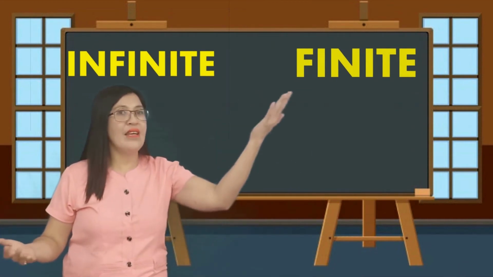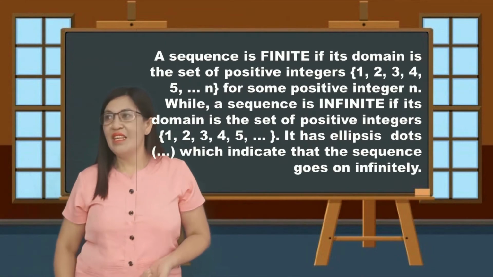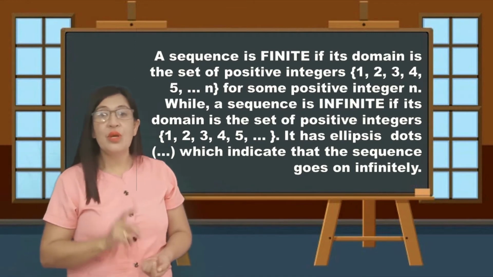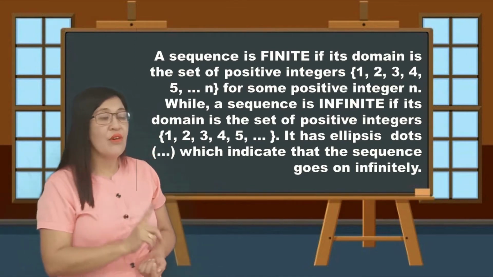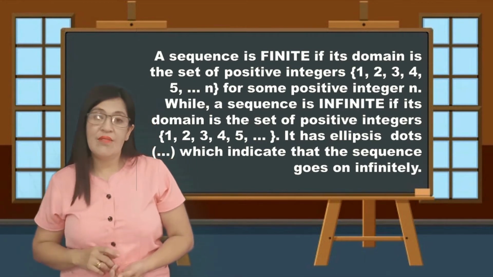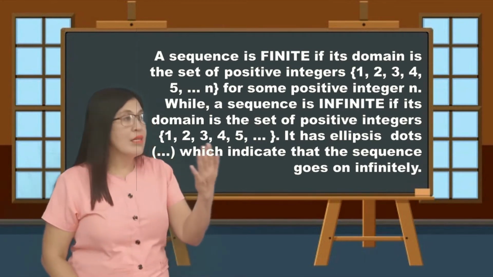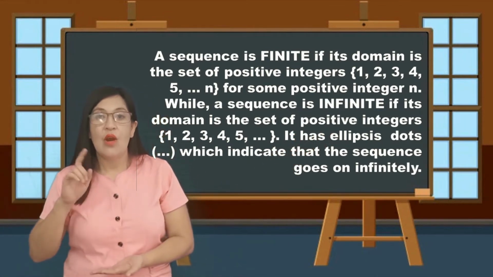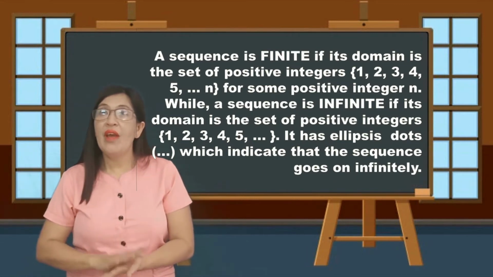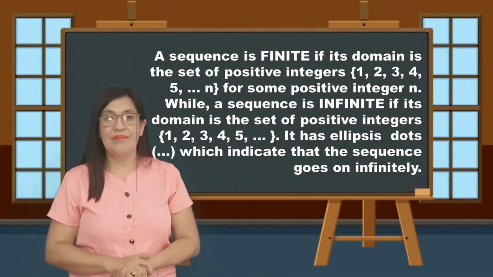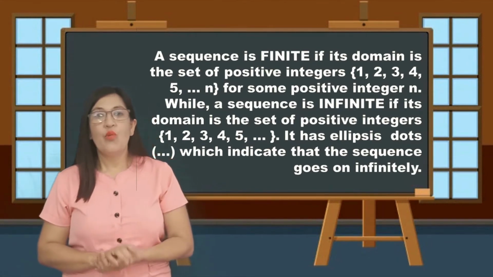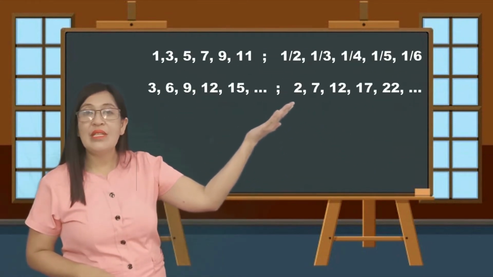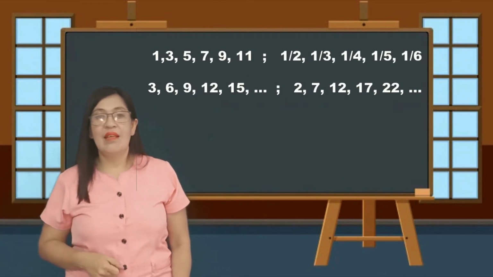When do we say it is finite? A sequence is finite if its domain is the set of positive integers such as 1, 2, 3, 4, 5, and so forth till n for some positive integer n. While a sequence is infinite if its domain is the set of positive integers 1, 2, 3, 4, and so on and so forth, where the ellipsis dots indicate that the sequence goes on infinitely. Which of these are finite sequences? And which are infinite? Let us find out.